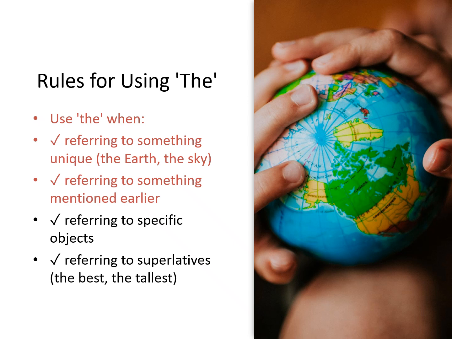Here, in the second sentence, we are talking about the same noun, that is dog. Therefore, we used the dog. Then referring to specific objects. Referring to superlatives. For example, the tallest building, the best student, the most beautiful place.